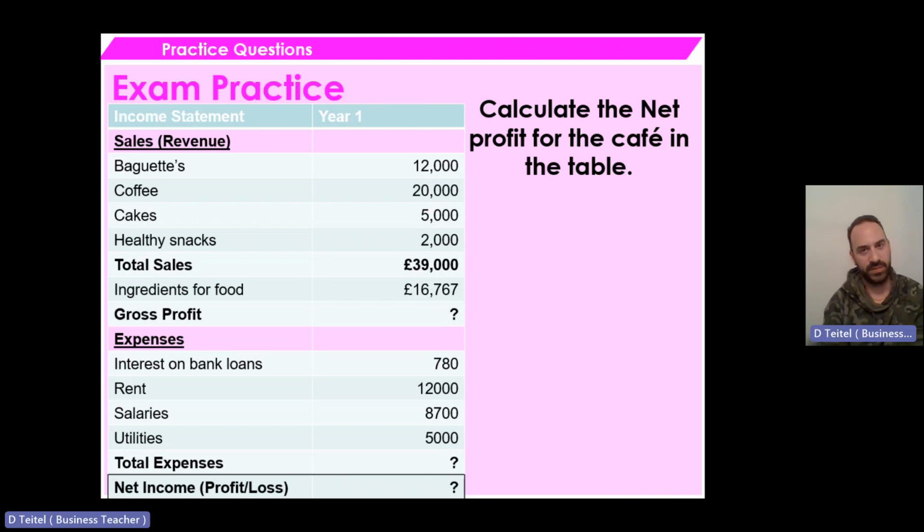Now, once you've done that one, calculate the net profit for the cafe in the table. And this is 4 marks. Why have I made it 4 marks? Because I've actually put in there's 2 figures in that bottom table for the expenses for you to work out. So we know that calculate questions are worth 2 marks. So if I'm giving you 2 things to work out, you get 2 marks for each of those.